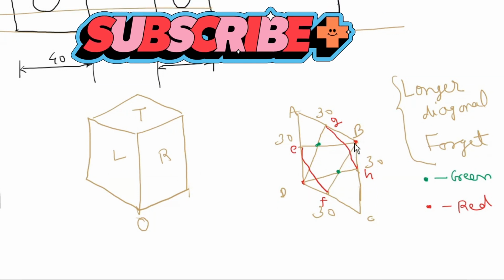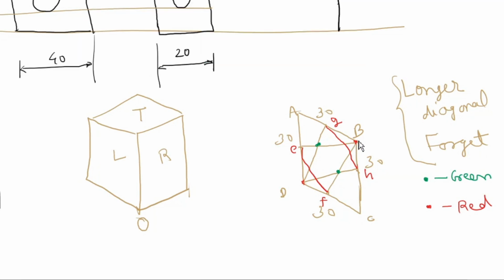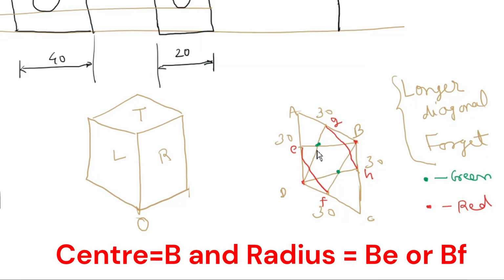Now if B is center, then what is the radius? Radius is the two lines which are drawn from B. So BE and BF, these are the two lines. So this becomes the radius, either BE or BF. BE and BF are equal, and you draw an arc. Center is this red color mark.